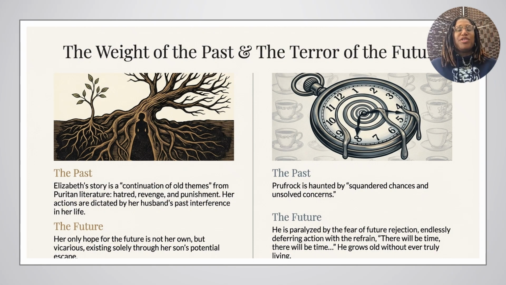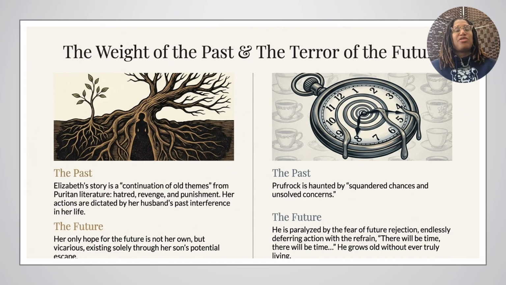Both characters feel time as pressure, but they experience it in different directions. Elizabeth Willard is pulled backwards by history. Her life is shaped by inherited patterns of anger, punishment, and emotional damage, and even her choices are filtered through what has already happened to her and around her. When she looks ahead, the future does not belong to her. The only future that feels possible is a borrowed one, invested in her son as an escape she cannot claim for herself.